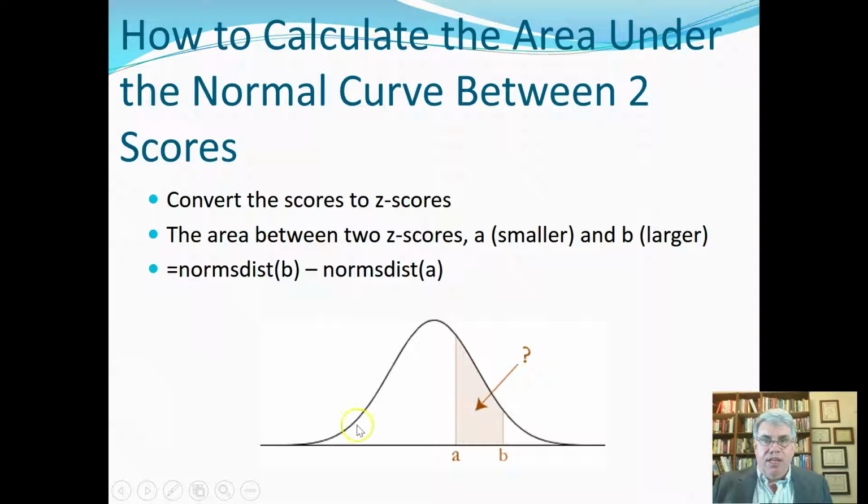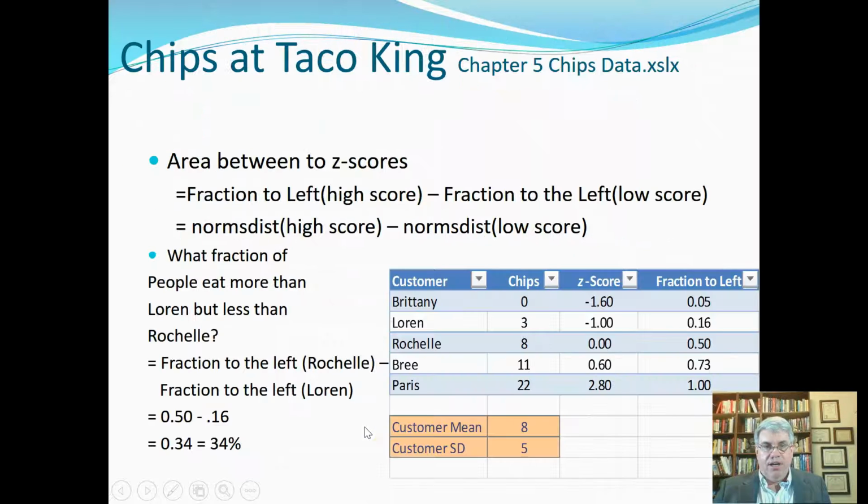We're going to go back to the example that we looked at in a previous video on the girls that eat at Taco King. We've got 5 girls, Brittany, Lorraine, Rochelle, Marie, Paris, and how many chips they usually eat when they're at Taco King. And the lady that's worked there for 37 years says that the average person eats about 8, and most people eat between 3 and 13. That means the standard deviation is about 5.